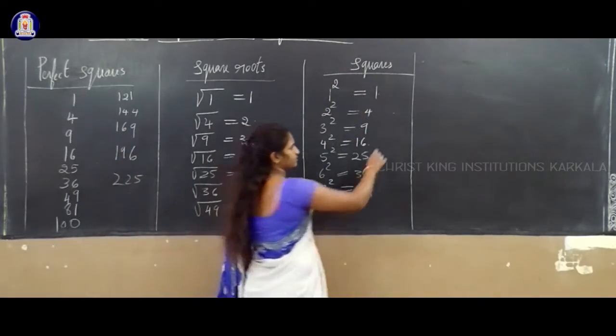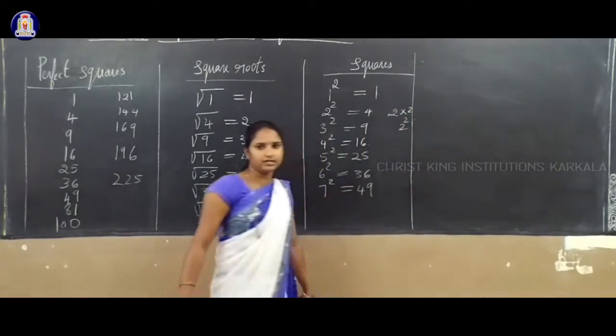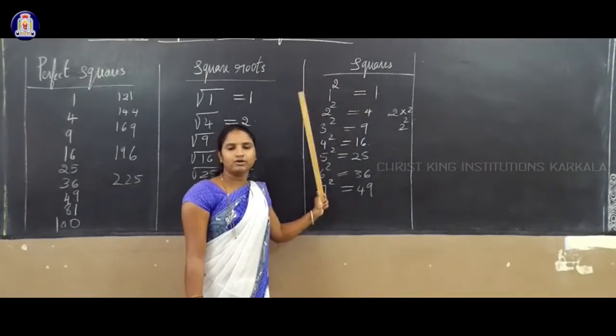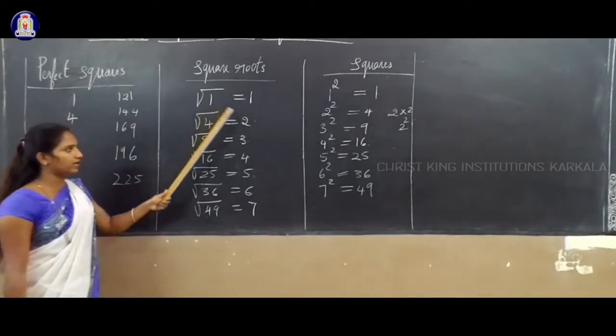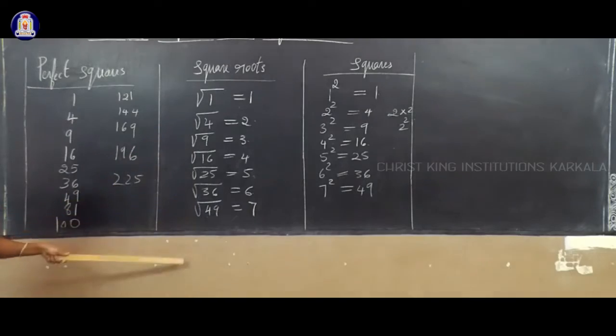2 square. 2 into 2, that is 2 square. Here 2 square, what is 2 into 2? That is a 4. So we can say root 4 answer is a 2. Clear? Very important. Just must know perfect square numbers.